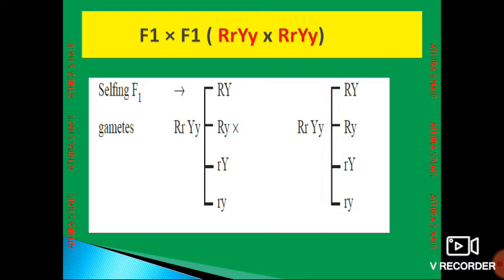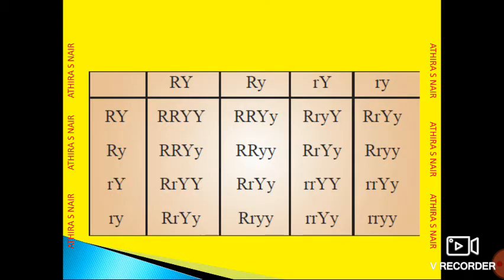When these gametes combine to form progenies, we can represent it in the form of a checkerboard. Here you can see how many gametes are produced: 4 from one parent and 4 from the other parent. When they combine, how many progenies are produced? Yes, 16 progenies are produced.